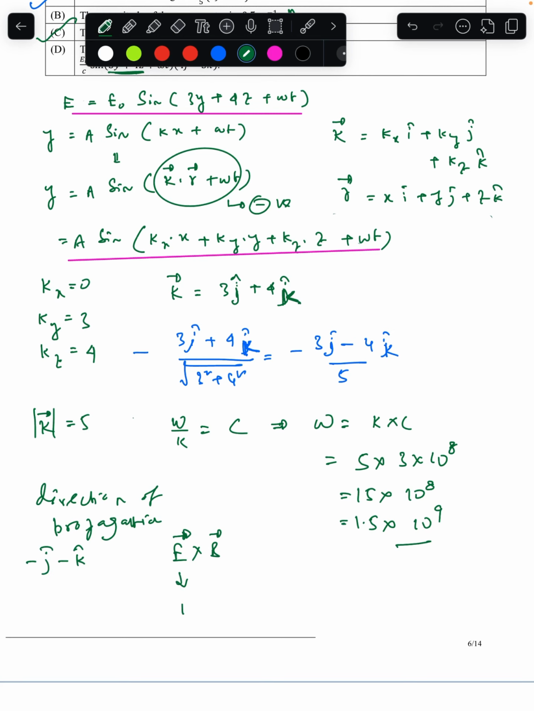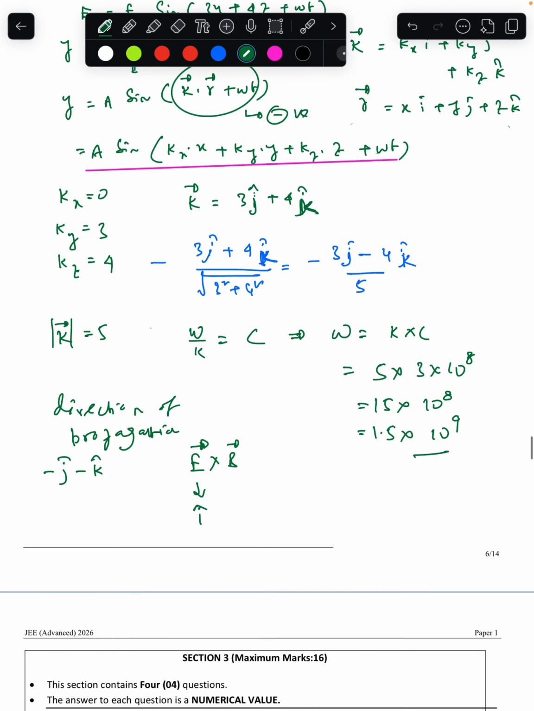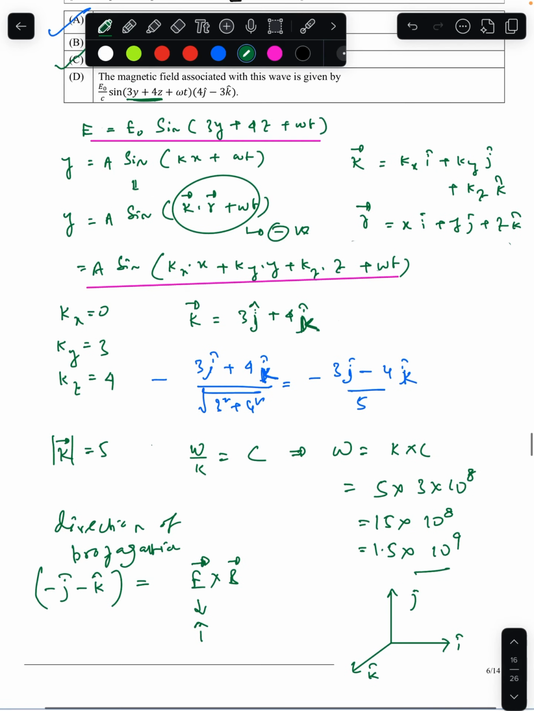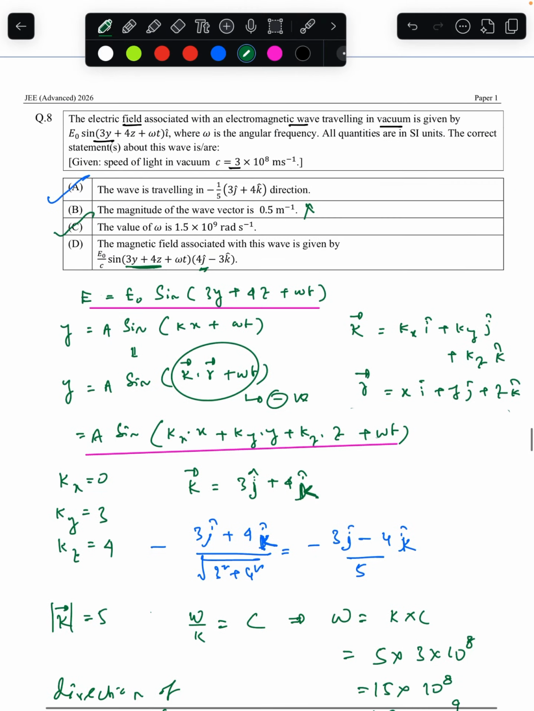E vector is already along i cap. Please follow the discussion. Here this is i cap, j cap and k cap. If I do the cross product, I have to go by the option. So here this is i cross j. The moment I do i vector cross j vector, because here the magnetic field is along j vector, i cross j becomes plus k cap. Here we have minus k cap. So this is wrong. So the correct options are A and C.